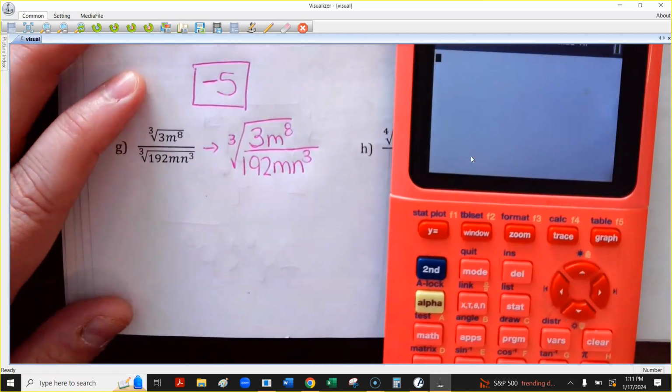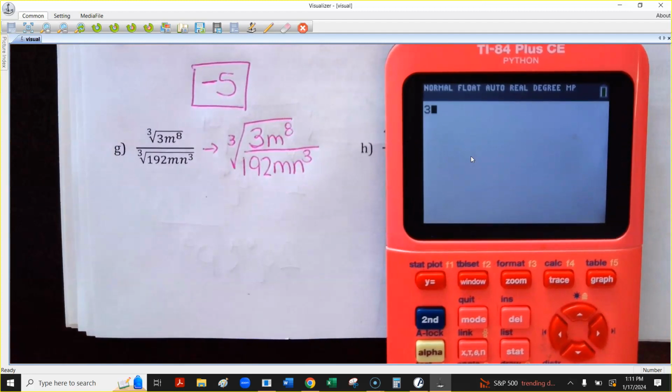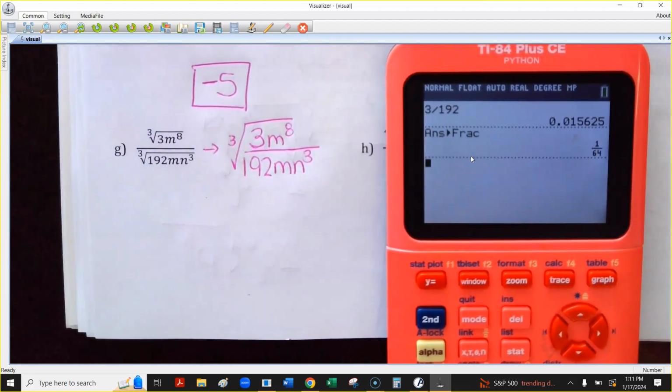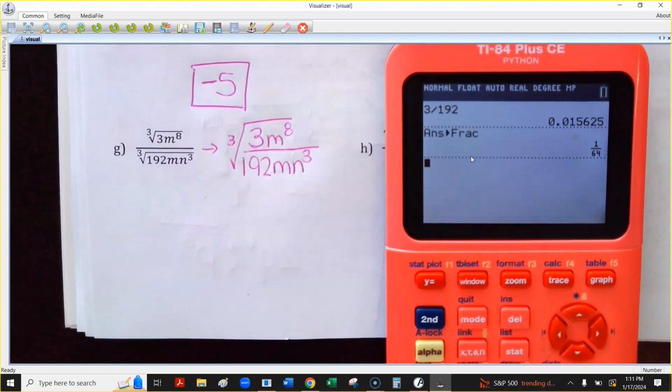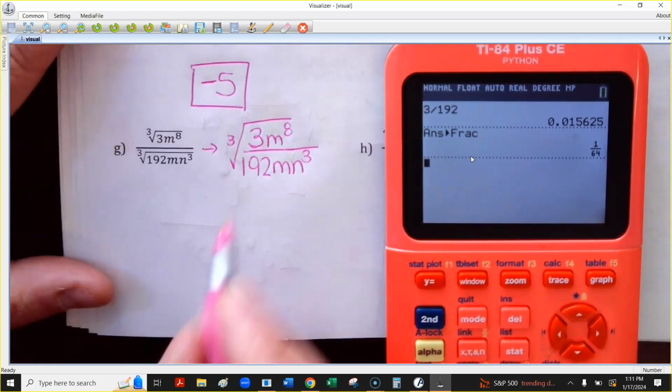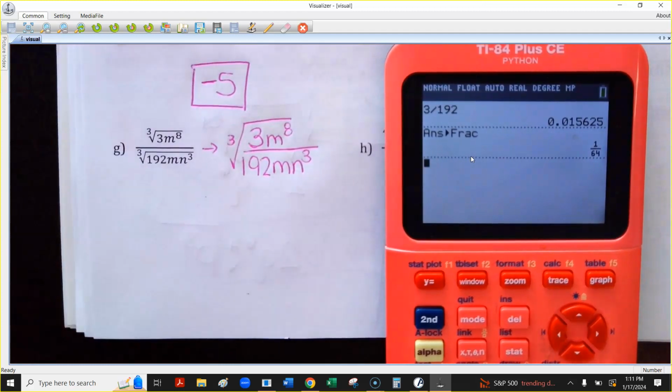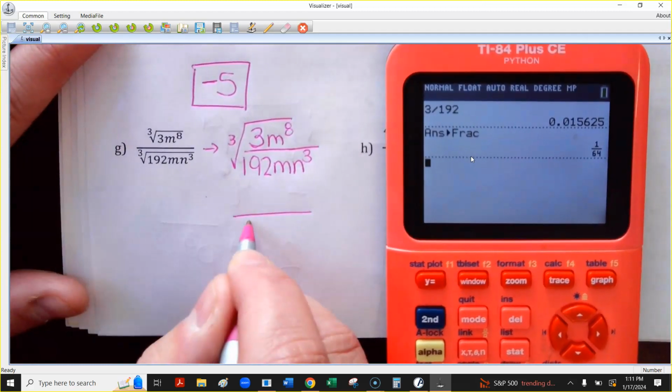So first thing I would try to do is work with the numbers for a second, see if 3 over 192 reduces. And I'm probably doing a bad example by using my calculator for all this, but why not? You got your tools, you should use them. Okay, so 3 over 192 is really 1 over 64.